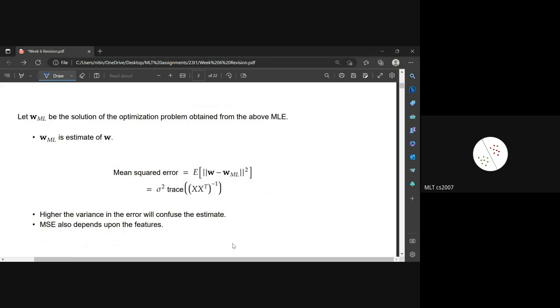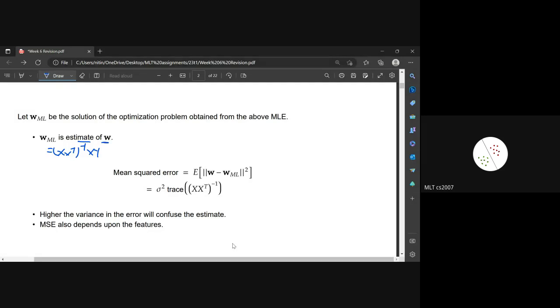So I'm calling that W_ML, which is nothing but your (X X transpose) inverse X Y. This is one estimator. For a different training data set, this W_ML will be a different thing. So it's a random variable, and we use it as an estimate for our true W, which we don't know, right?